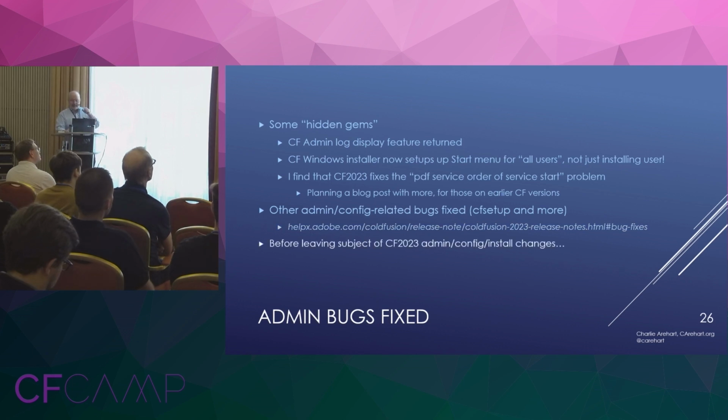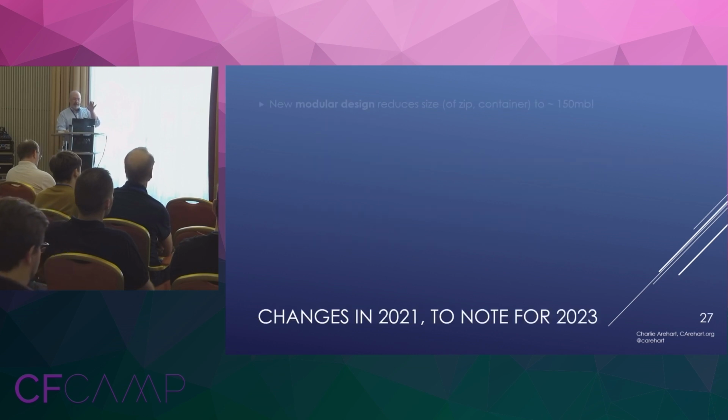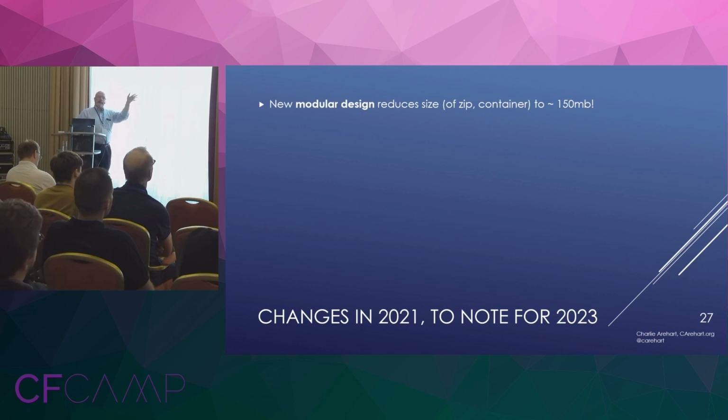Before leaving the subject of CF 2023, I just want to say a bunch of things that were new in 2021 that might be really important for you to understand. 2021 made CF modular, just like Lucee is modular. And so it starts out as a 150 meg core engine. So CF can be downloaded as little as 150 meg. And then it can have modules, or they call them extensions in Lucee, added to it.